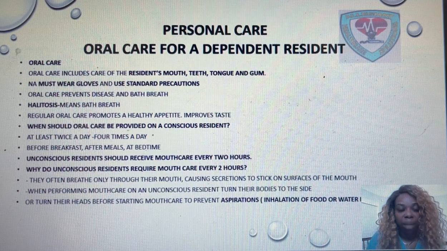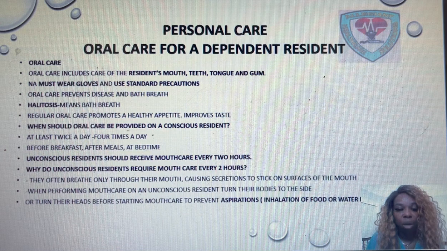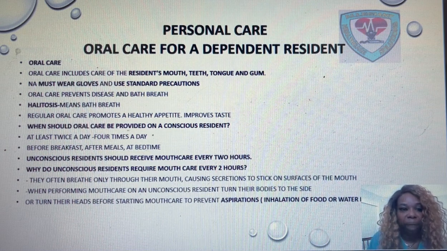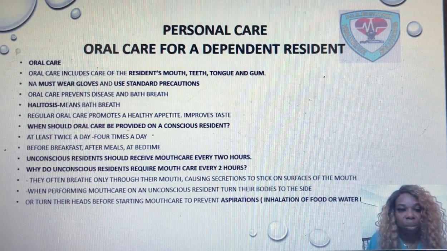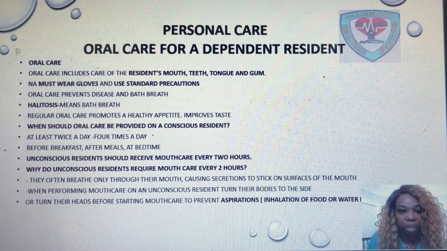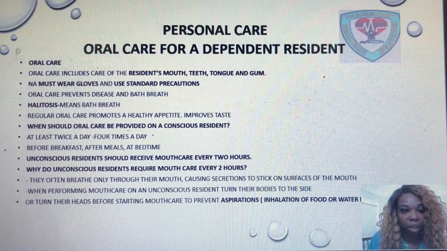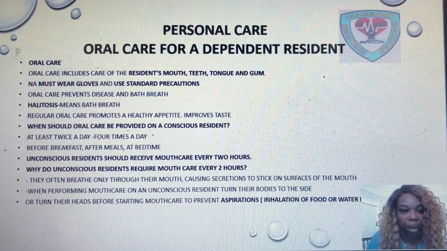When we're providing personal care, remember that you will always use standard precautions when you are providing personal care to your resident. So we are providing oral care. We're going to consult the care plan, remembering that oral care is going to include cleaning the resident's mouth, their teeth, their tongue, and their gum. The nursing assistant must wear gloves, and they must be using standard precautions when they're providing oral care.